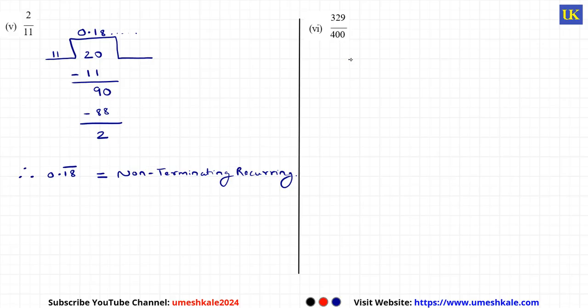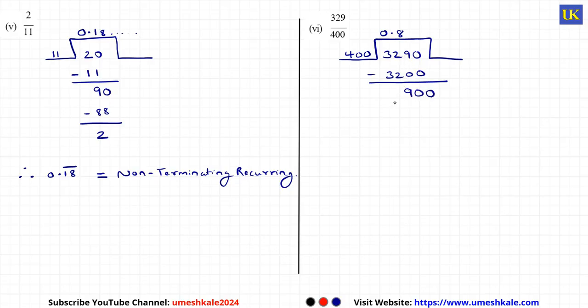All right. Now we'll see the next sum. Now we will see this last, sixth sum. 329 divided by 400. So now this number is smaller compared to this number. So we need to take a decimal here and add one zero here. Now we can divide it. So 400 into 8 is 3200. Subtract this. So what we'll get is 90. So already decimal is there. So one zero we are allowed to take.